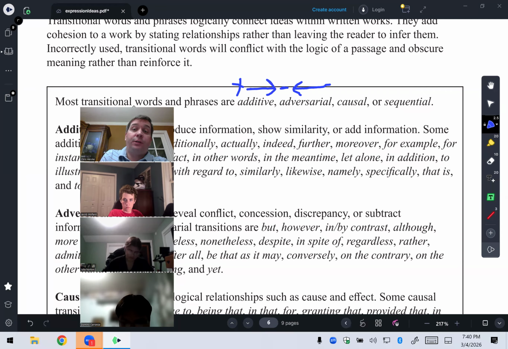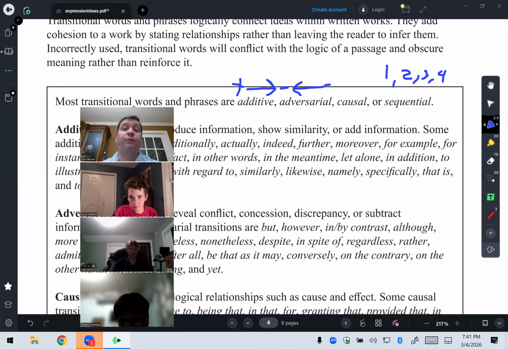We have causal transitions. We utilize these for cause and effect. So I could say if this happens, then that will happen. Any kind of causal situation can be expressed with a logical transition. And then the last kind are sequential transitions. I'm going to put 1, 2, 3, 4. So we like to logically organize information in a sequence. Sometimes we might say first do this, next do that, finally do the third thing. So we can even use the adverb forms firstly, secondly, thirdly, but these are all common transitions in English. Let's look at the additive ones.